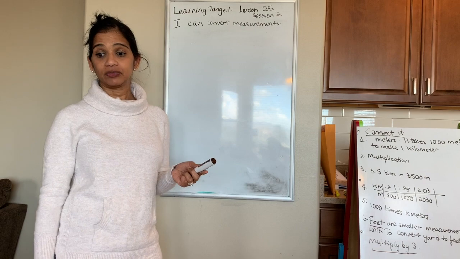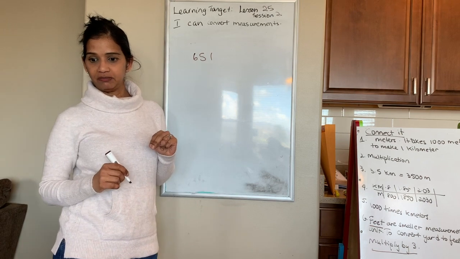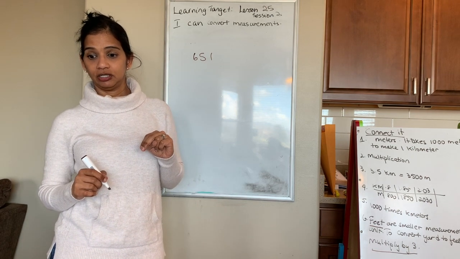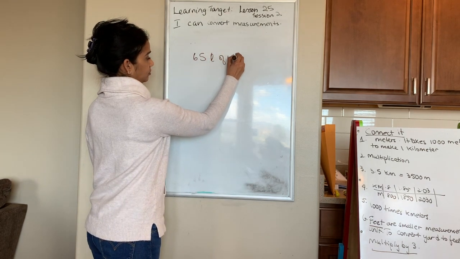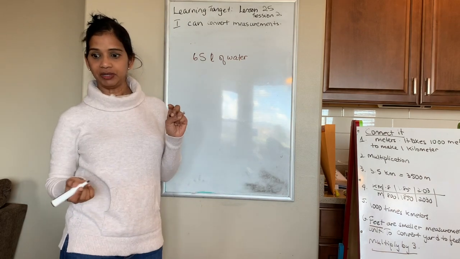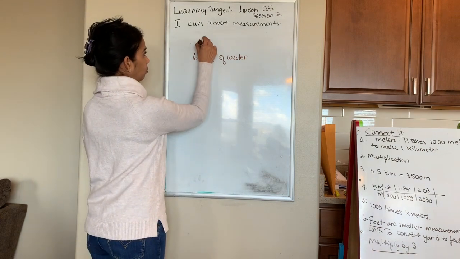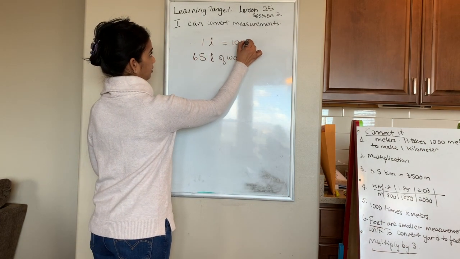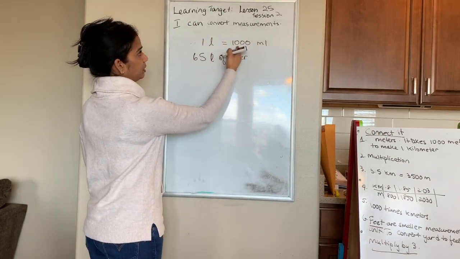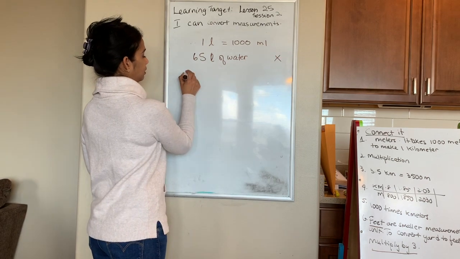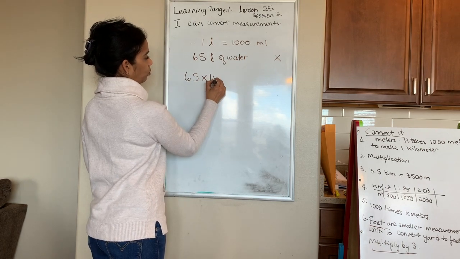Ravi's fish tank can hold 65 liters of water. How many milliliters of water can a fish tank hold? So his fish tank can hold 65 liters of water. How many milliliters can a fish tank hold? Every liter is 1,000 milliliters. 1 liter is 1,000 milliliters. So come on guys, you can guess it. What do we need to do? This is the smaller unit, so we multiply. What do we multiply by? The actual measurement. So we multiply by 1,000.